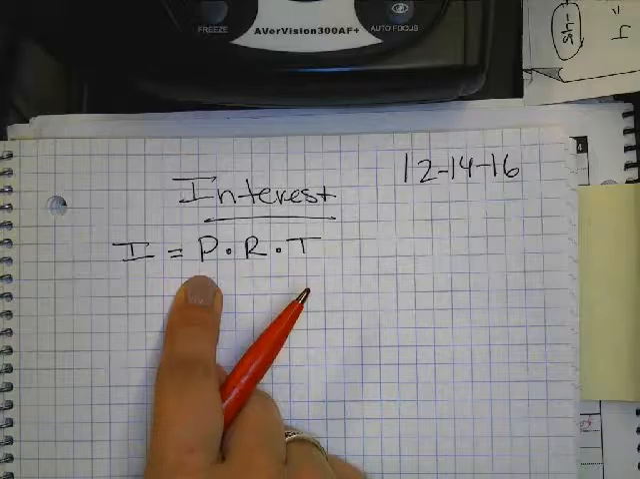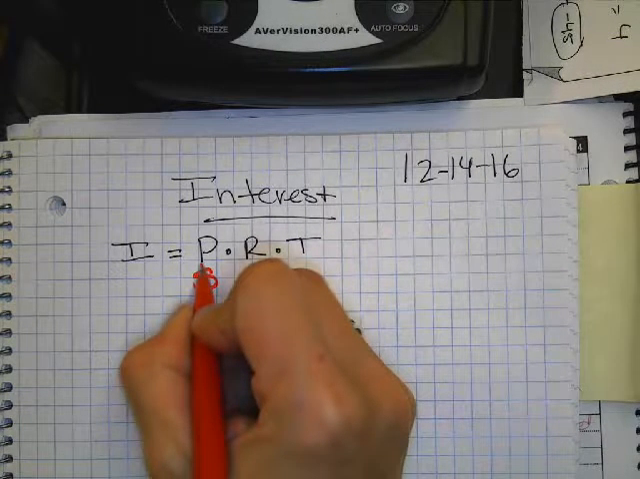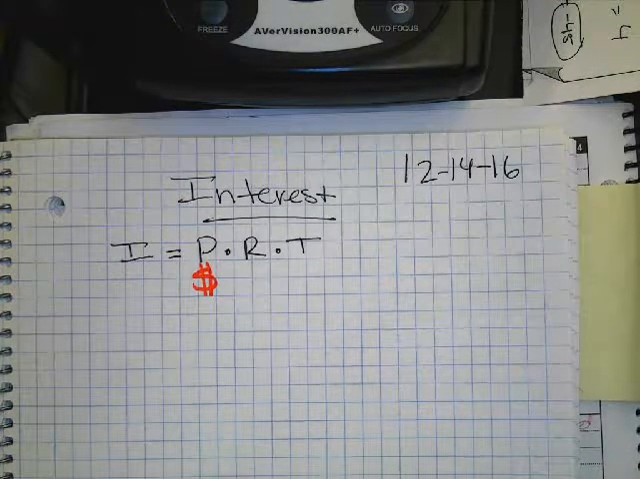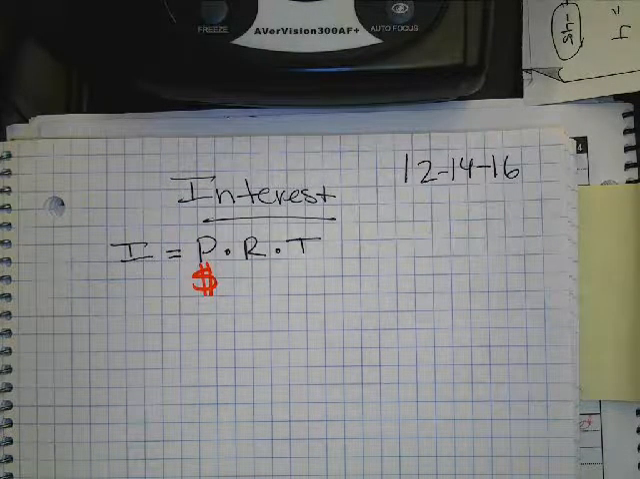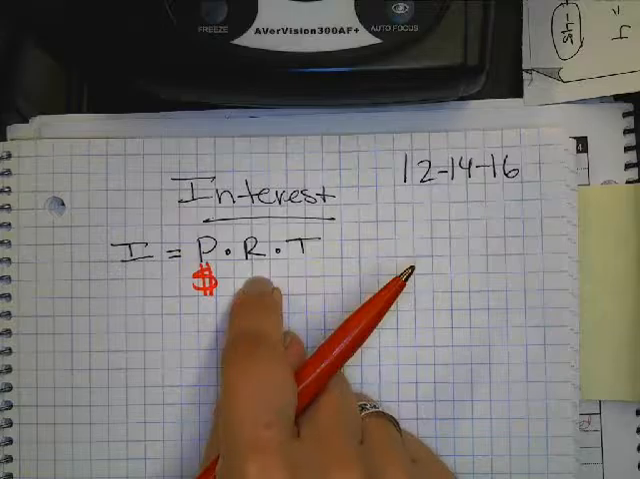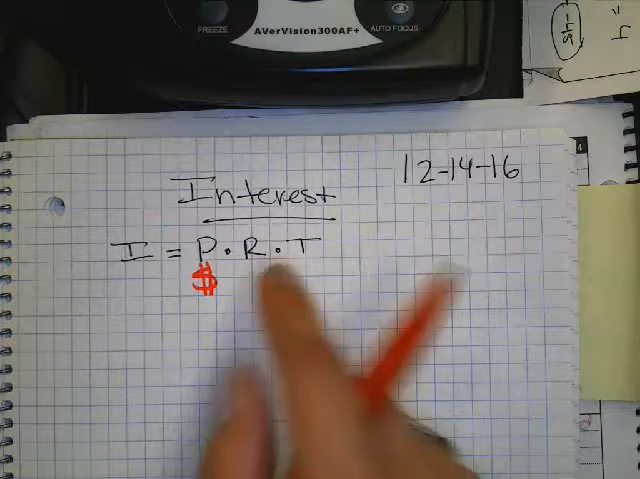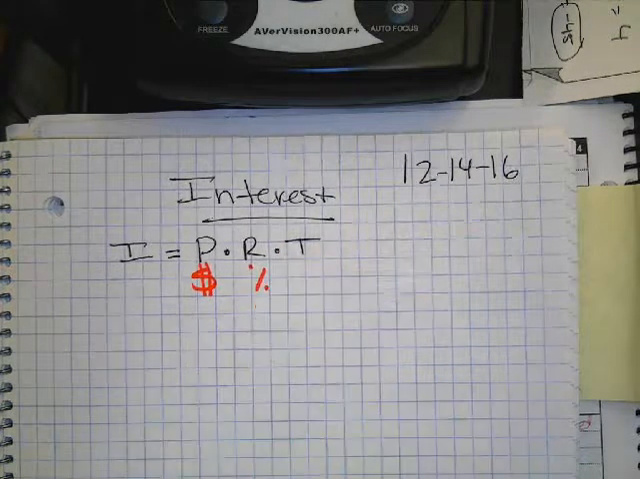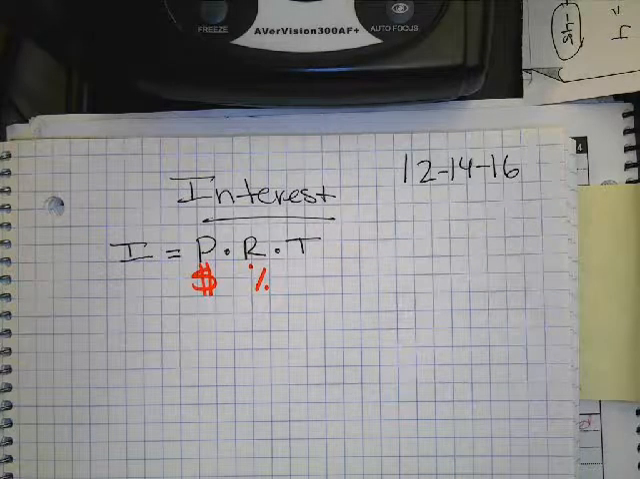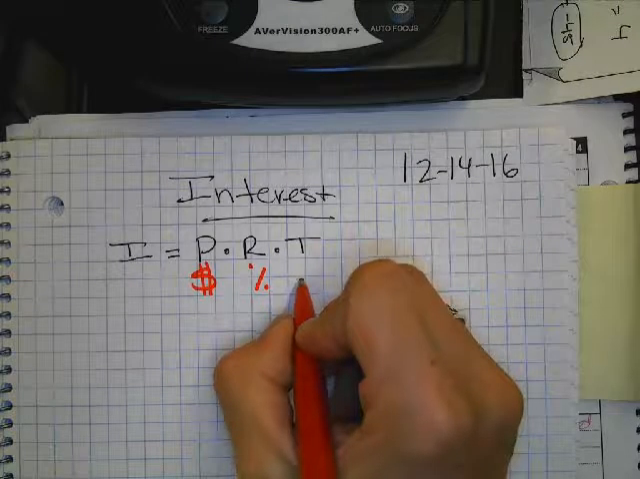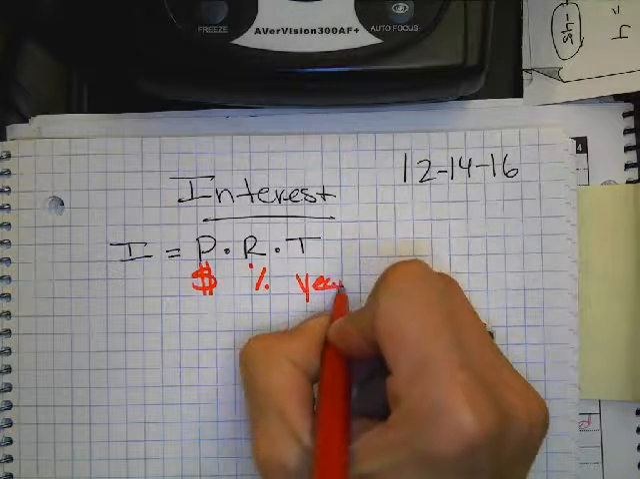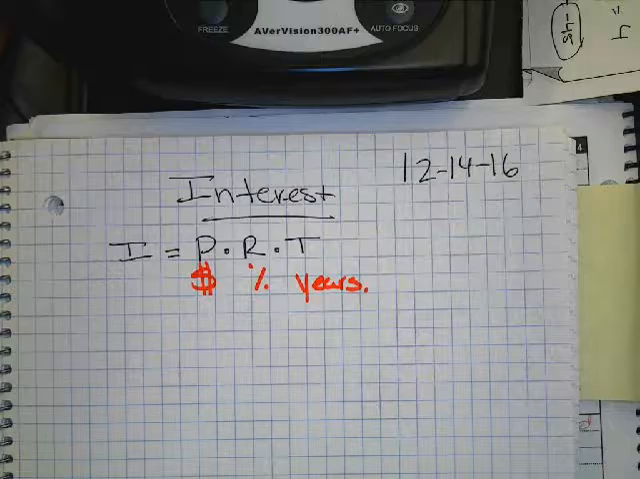Interest. What does the P stand for? Principal, which means the money. How much did you borrow? Did we borrow $1,000? Did we borrow $100,000? Did we borrow $100? The R stands for rate, which means your percent, and the T stands for time in years.